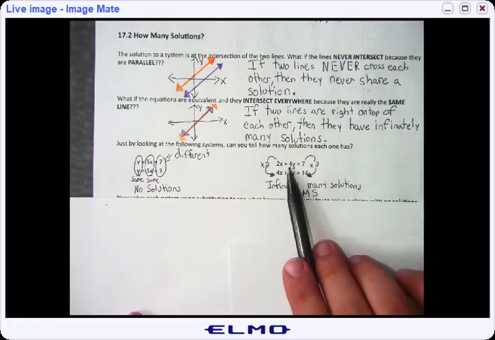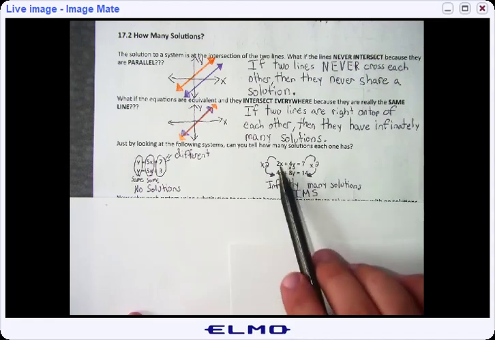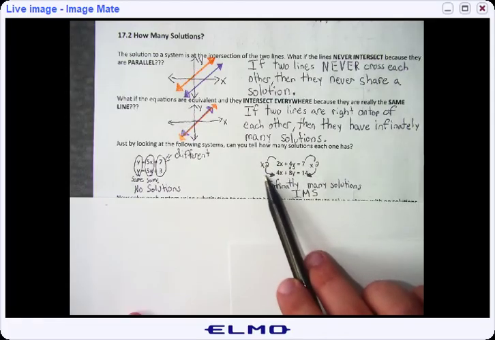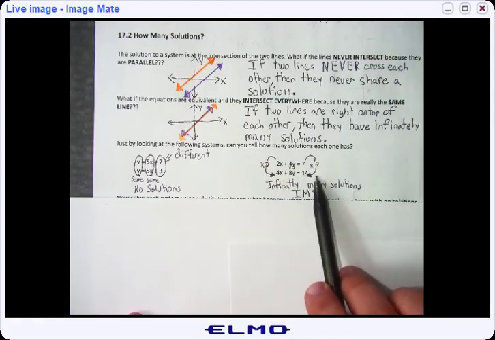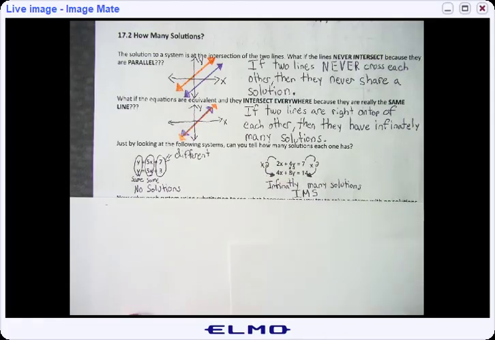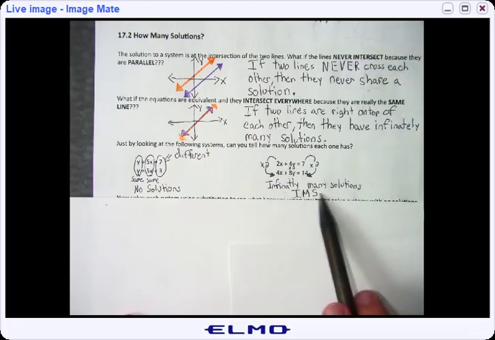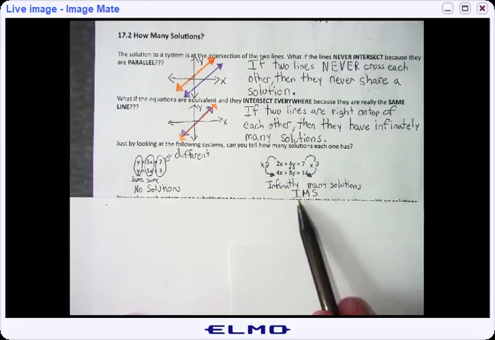But if I take a look at the next one, I can see that if I take everything in this first equation and multiply it by 2, it'll turn into the second equation. If that's the case, then I would say that these two things have infinitely many solutions. And if you want to write infinitely many solutions but keep it short, you can just write IMS. That is the same exact thing. Okay, and it looks like we're going to have to move on to part 2.